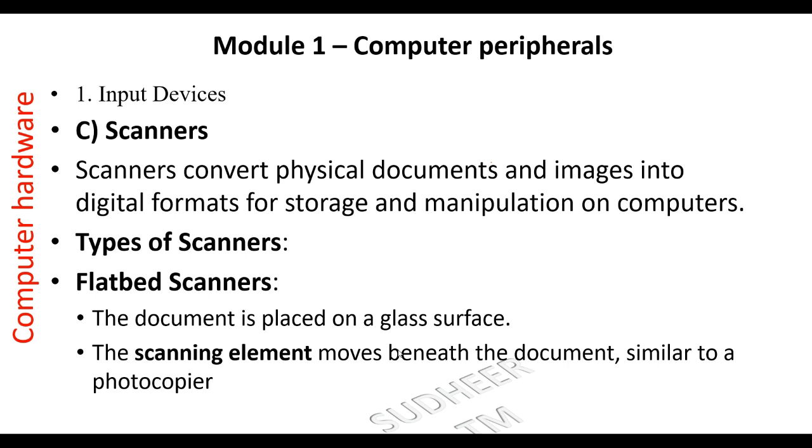Okay, this is our scanner. What do we do? We place our document, close the lid and press the button. Something is happening inside the scanner: it is moving here and there. The scanning element moves beneath the document, similar to a photocopier. So there is that equipment. You can open the lid and place the document over the glass surface and close the lid.